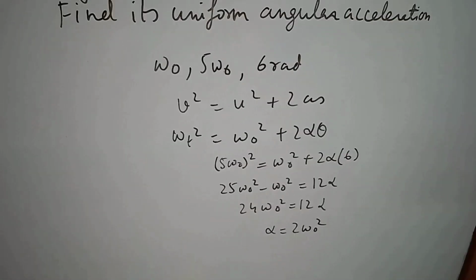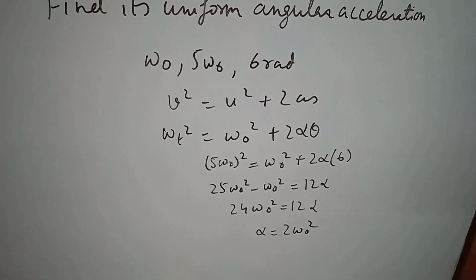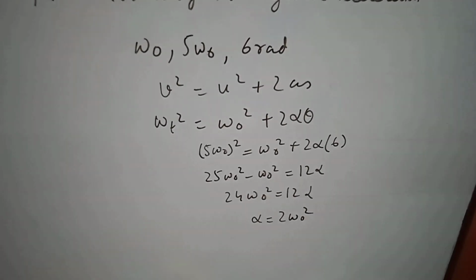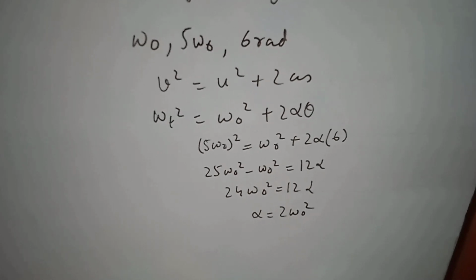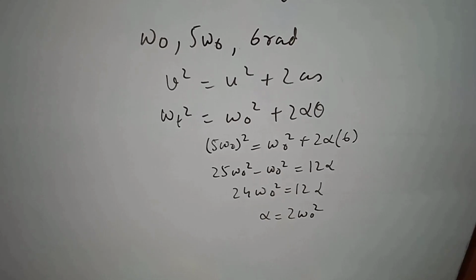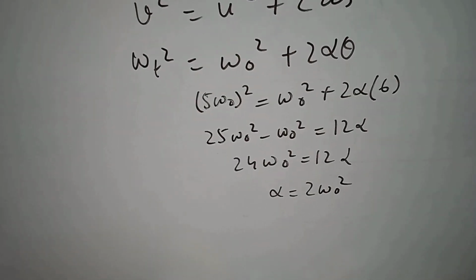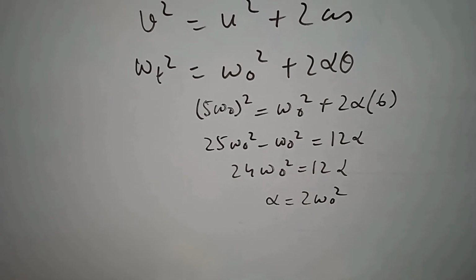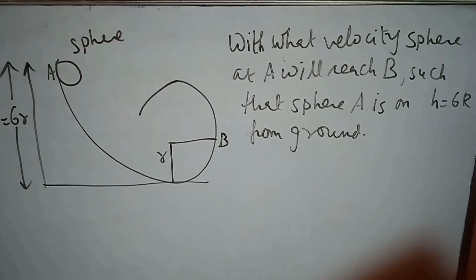So right from the beginning we can see v square equal to u square plus twice as, omega t square equal to omega naught square plus twice alpha theta. So 5 omega naught square equals omega naught square plus twice alpha into 6. That is 25 omega naught square minus omega naught square equal to 12 alpha. 24 omega naught square equal to 12 alpha, and alpha equal to 2 omega naught square. Thank you, students.